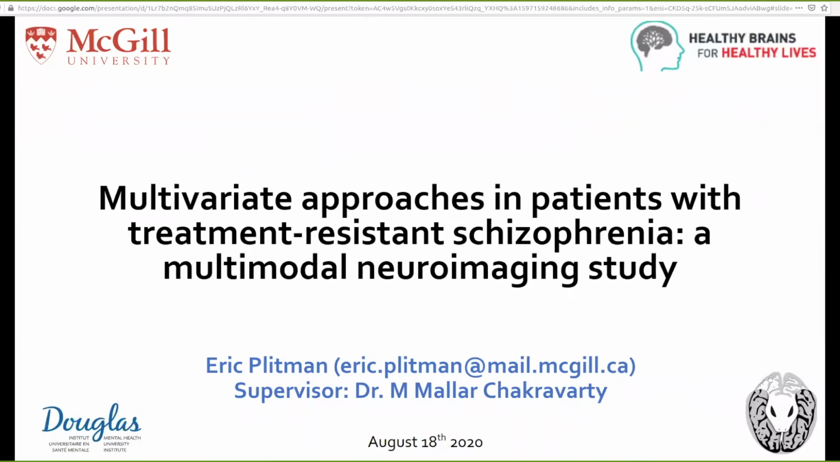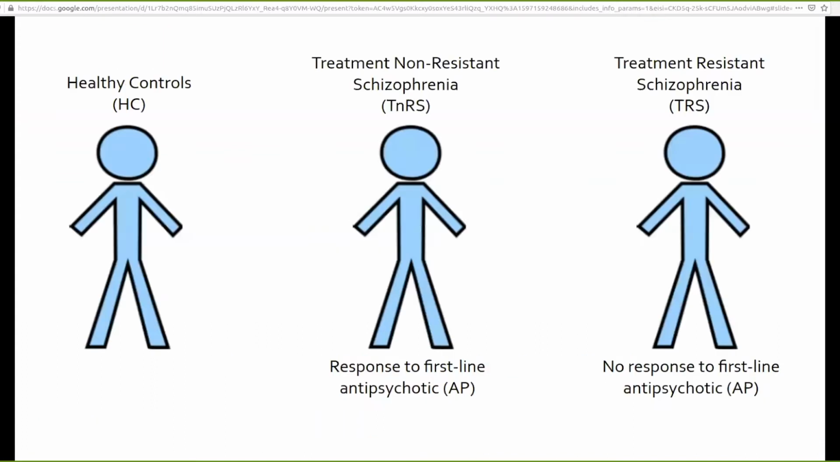The title of my talk is Using Multivariate Approaches in Patients with Treatment-Resistant Schizophrenia, a Multimodal Neuroimaging Study. I'd like to begin by quickly introducing the concept of treatment resistance in schizophrenia.